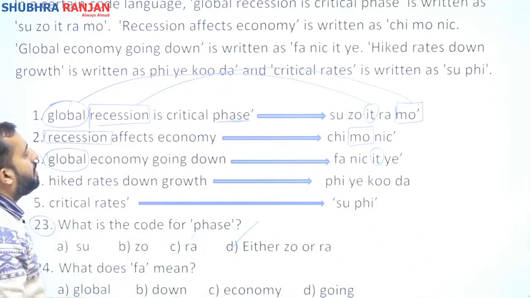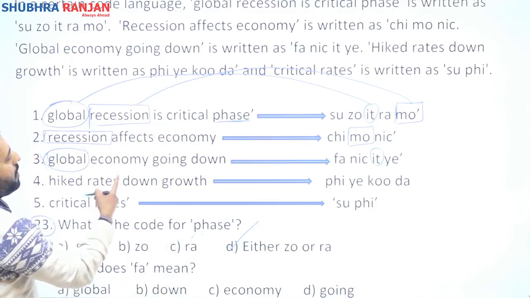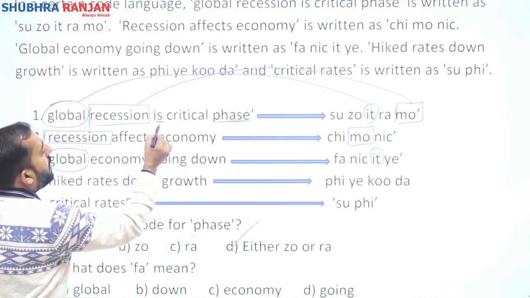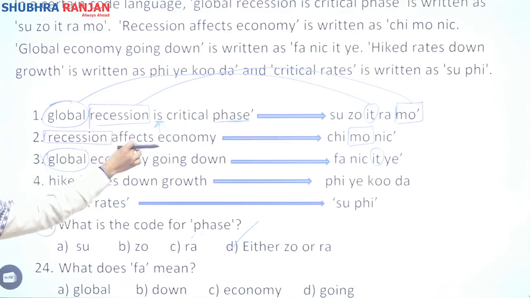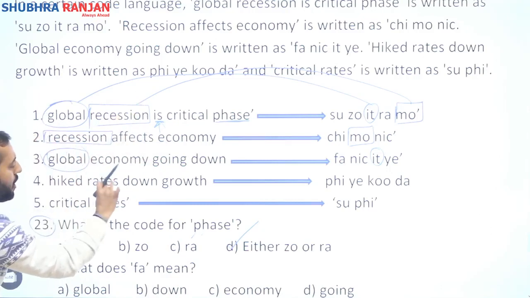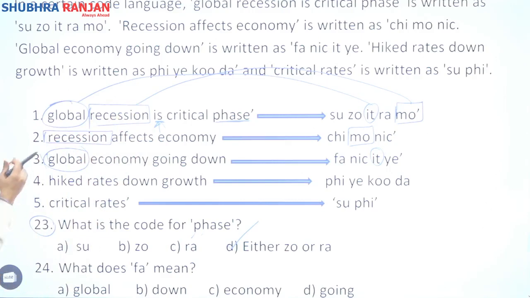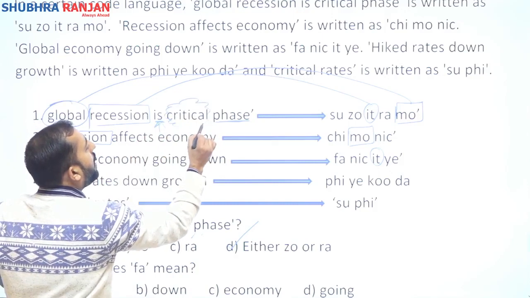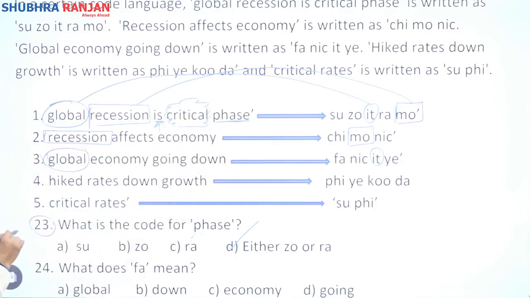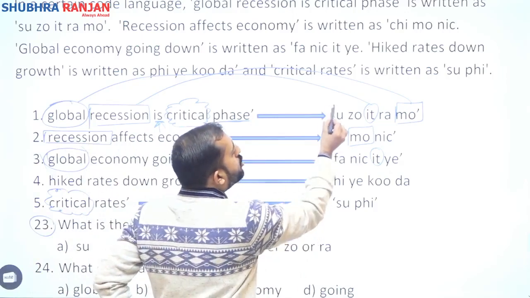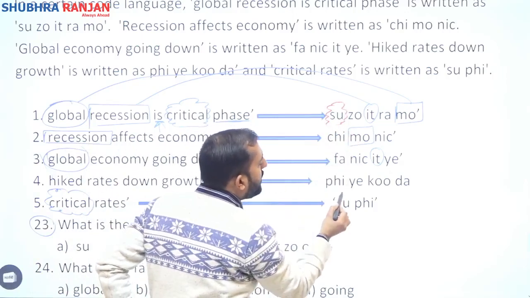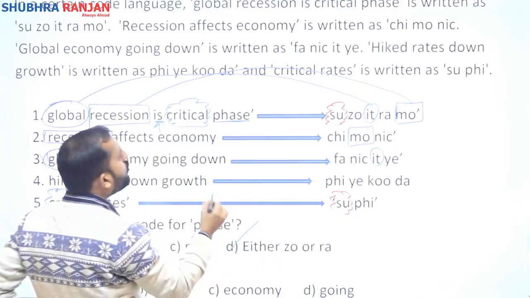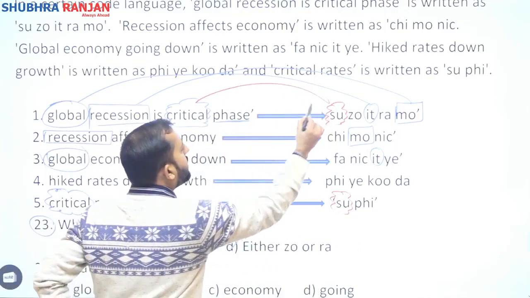Okay. Now next. Is is present only in statement 1. Is it not present in 2? Not in 3, not in 4, not in 5. So I can keep is as it is. What about critical? Critical is present in statement 1 and critical is present in statement 5. So on the other side, Su is present in statement 1 and Su is present in statement 5. So obviously, the code for critical is Su.